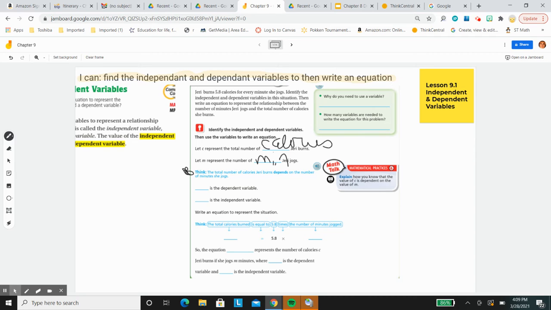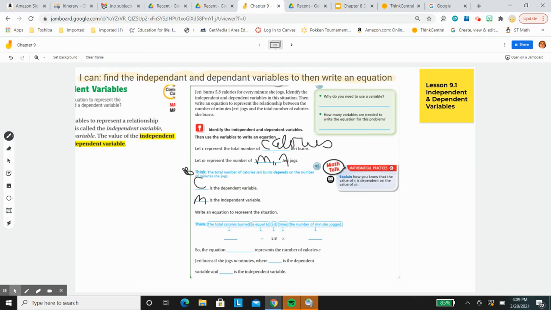So the independent variable is going to be the minutes that she jogs. Okay, I'm going to put an M here. The dependent variable is going to be the calories that she burns. So she has to jog first before she can burn any calories. Does that make sense?